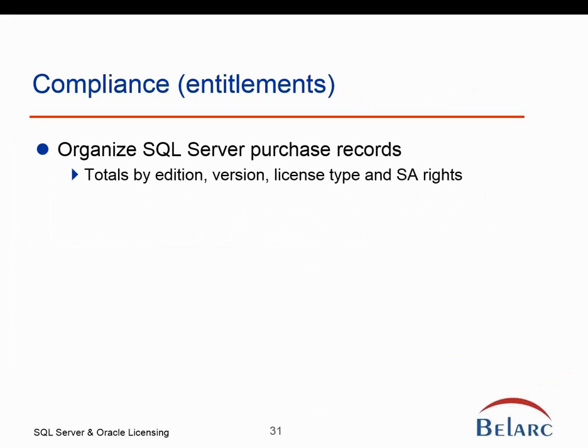So on the entitlement side, you'll do something similar. Obviously, you'll start with your purchase records, and for everybody out there, that might be different as to what it means, your purchase records. But whatever has the records of everything you've purchased, including what the edition was, what the version was, what the license type was, and SA rights, if any.